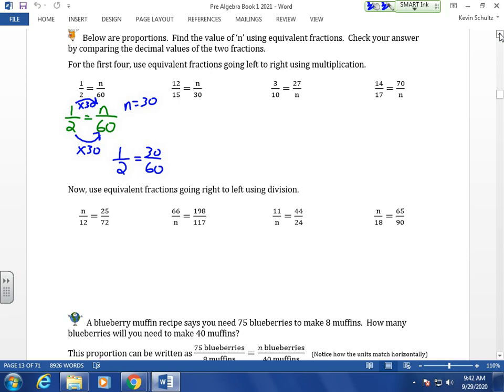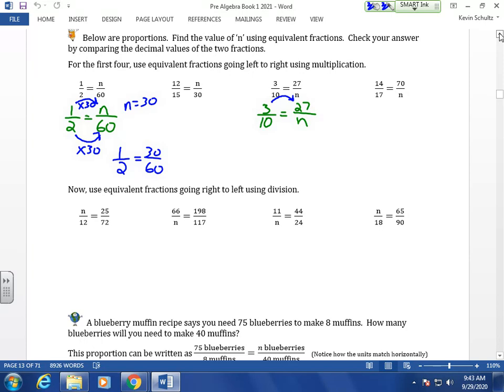Okay? Let's go to this third one here. 3/10 equals 27 over n. Tell me how we can solve for n here using equivalent fractions. And the question you might be asking yourself here is, well, how do we get from 3 to 27? Right? Because equivalent fractions involve multiplying or dividing by the same thing. So whatever we did to 3 to get to 27, we're going to do the same thing to 10 to bring us to n.